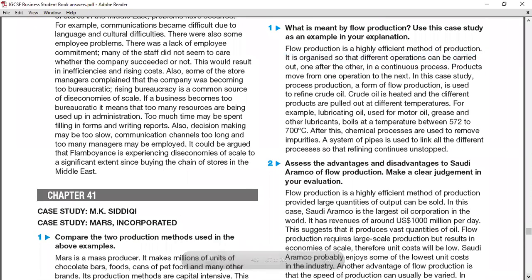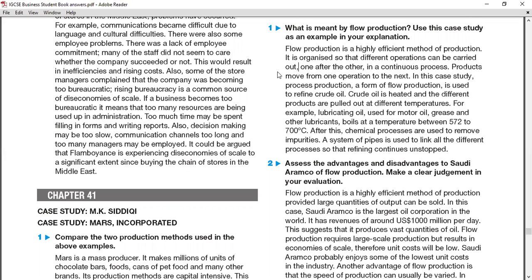Flow production is organized so that different operations can be carried out one after the other in a continuous process. Products move from one operation to the next. In this case study, process production, a form of flow production, chemical distillation coming under process production, is used to refine crude oil. Crude oil is heated and the different products are pulled out at different temperatures.